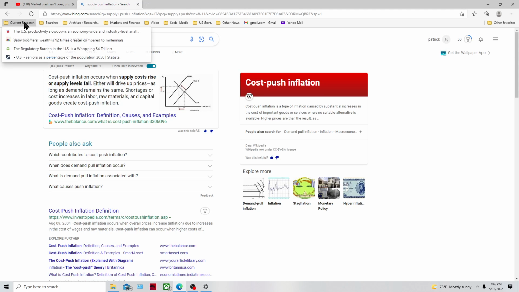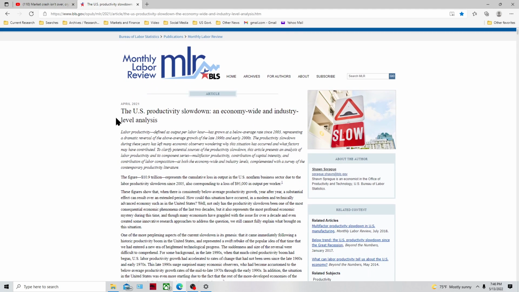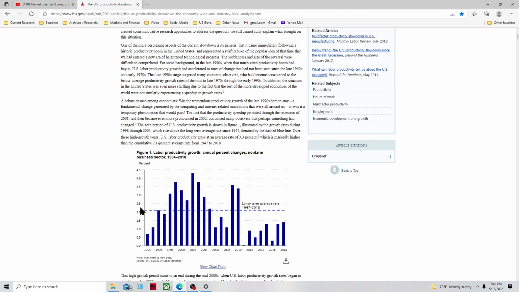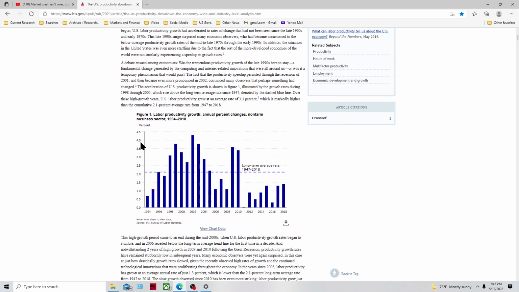And if we need proof of that, we need to go no further than the Bureau of Labor Statistics, which, they do good work sometimes. Of course, in this report here, they put a little spin on it, which I'll get to. But this was written in April 2021, so only about a year ago. Okay. And here we have a chart, and as we can see the title, the U.S. Productivity Slowdown and Economy-Wide Industry and Industry-Level Analysis. And here on this chart, we have the average since 1947 at about 2%.